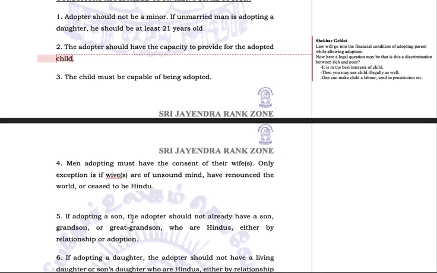If you are adopting a son, the adopter should not directly have a son, grandson, or great grandson who are Hindus, either by relationship or adoption. That means only a person who is completely without a son can adopt a son. If he has a son, grandson, or great grandson, three generations down, and they are Hindus, and they are your sons either by relationship or because you have adopted them, then you cannot adopt a son. But if they cease to be Hindu, then you can adopt a son. If you have a son and the son ceases to be a Hindu, then you can adopt a son, otherwise not.